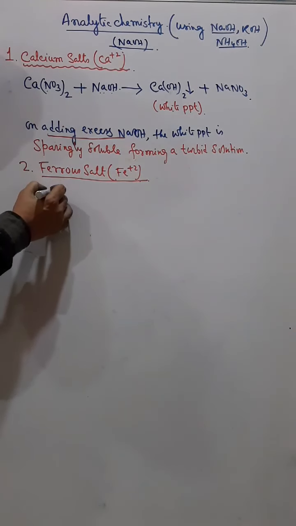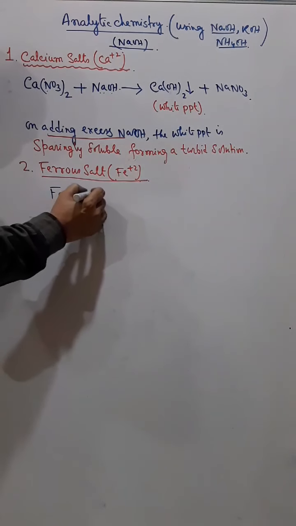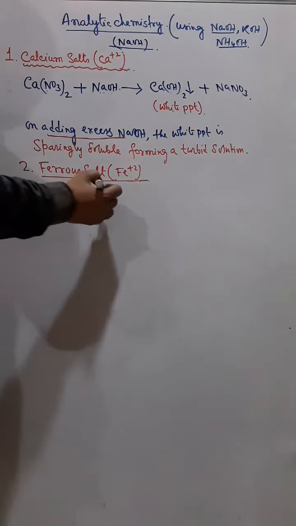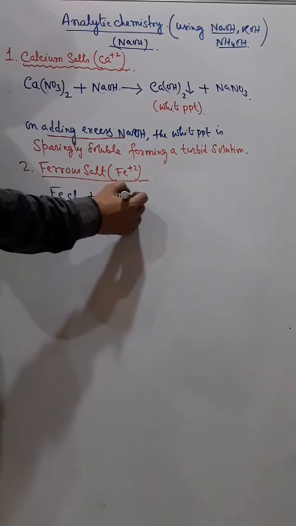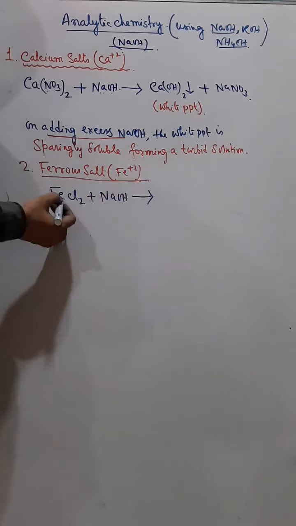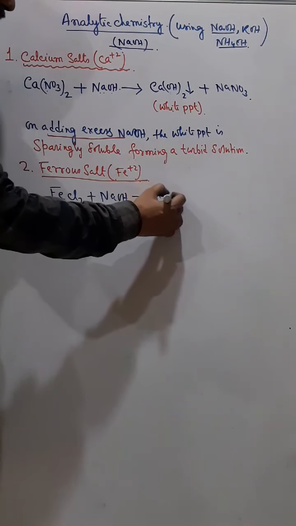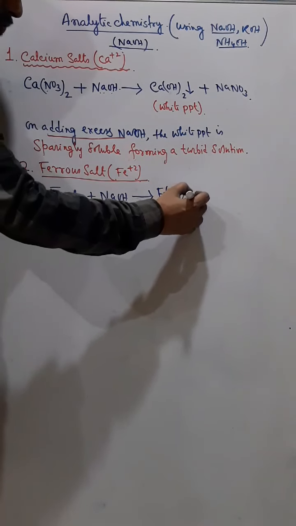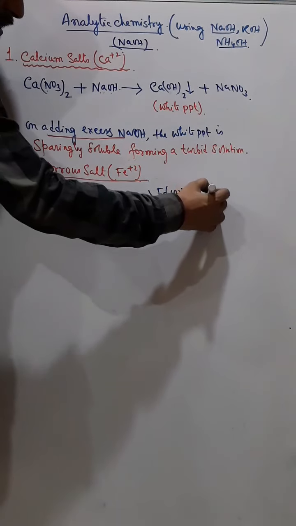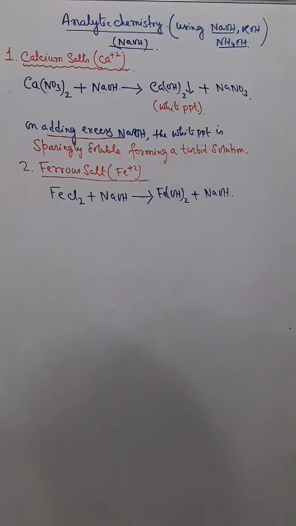Now suppose we have taken ferrous chloride, FeCl2, and if you use NaOH, then you can understand this is Fe plus 2, therefore you will get here Fe(OH) whole twice, and plus NaOH, right?